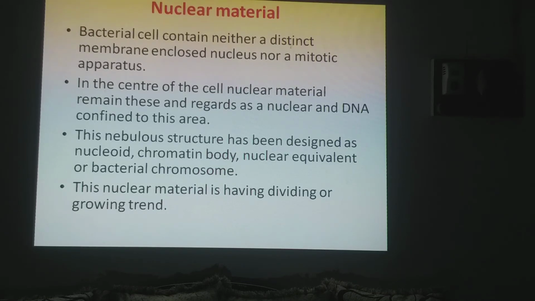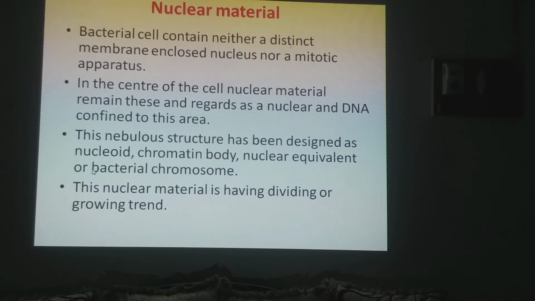The bacterial cell contains nucleic material that is not membrane bounded, so it remains embedded in the cytoplasm, but some nebulous material is there. In the center of the cell, the nuclear material remains and is regarded as a nuclear and DNA confined area. That whole structure where the DNA or nuclear material is present is known as a nebulous structure.